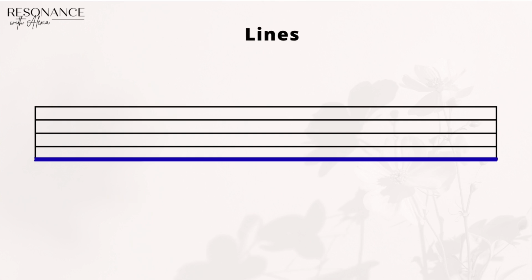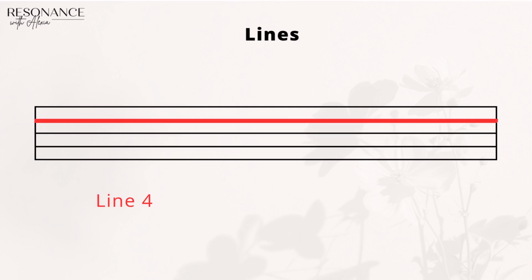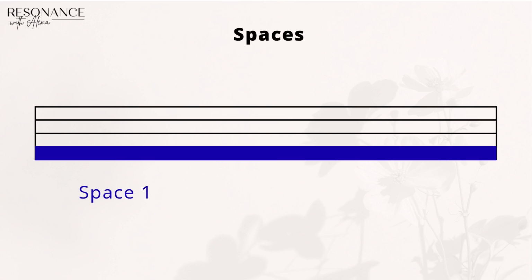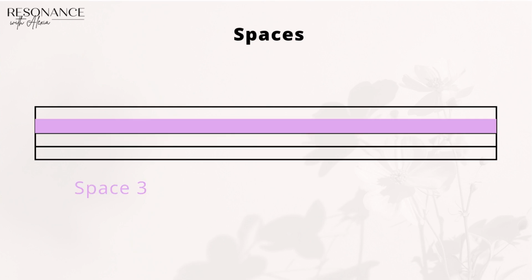So let's start. The music staff is a set of 5 horizontal lines where music is written, so let's count them together. Line 1, line 2, line 3, line 4, and line 5. You must always begin counting from the bottom. Between those 5 lines are 4 spaces. Space 1, space 2, space 3, and space 4. These lines and spaces give musical notes a place to live.